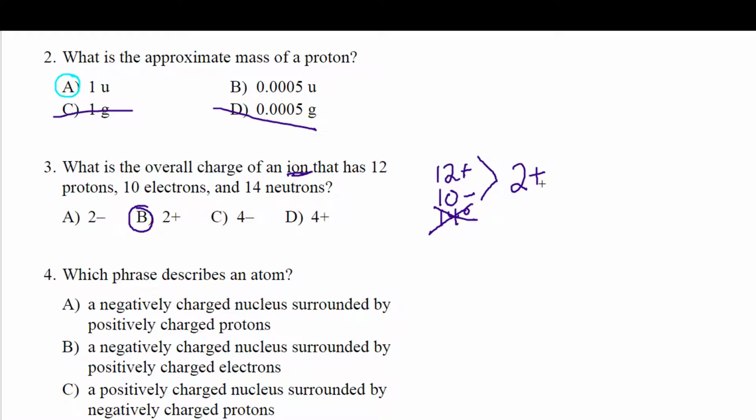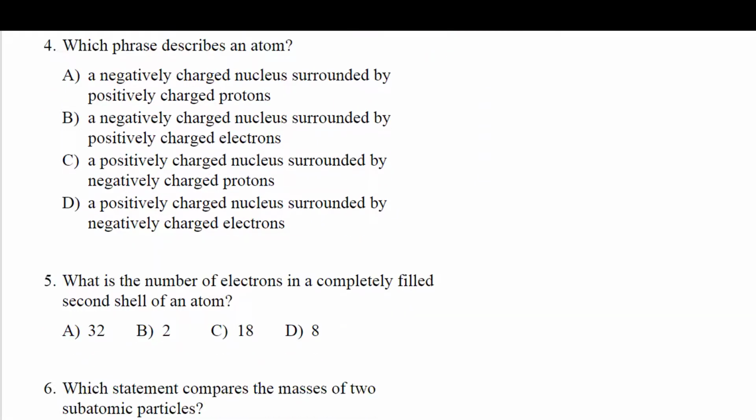I wanted to avoid red, but I think it's our most visible color, so I'm going to go back to that. Which phrase best describes an atom? Is it A, a negatively charged nucleus surrounded by positively charged protons, B, a negatively charged nucleus surrounded by positively charged electrons, C, a positively charged nucleus surrounded by negatively charged protons, or D, a positively charged nucleus surrounded by negatively charged electrons? Well, let's go through and do a little bit of process of elimination.